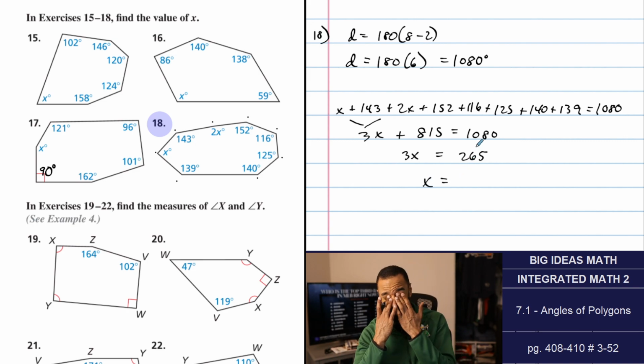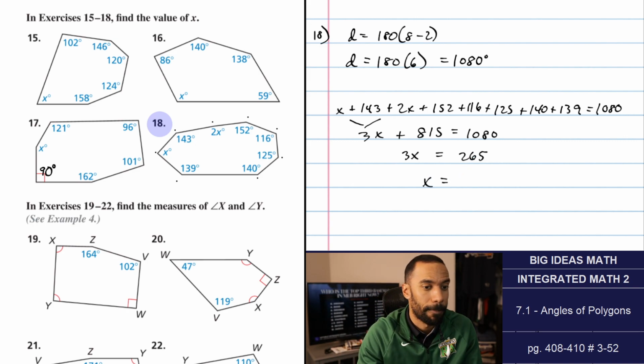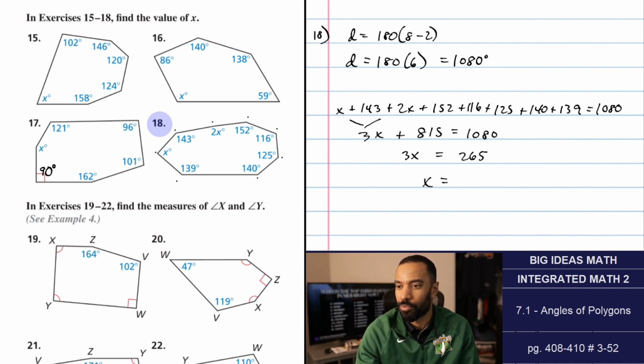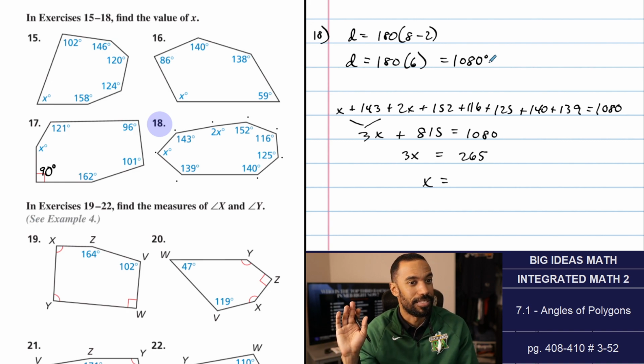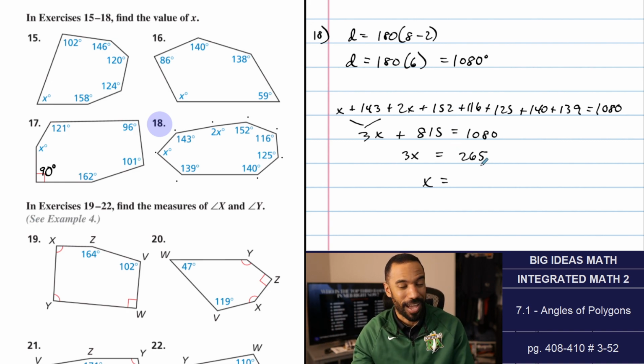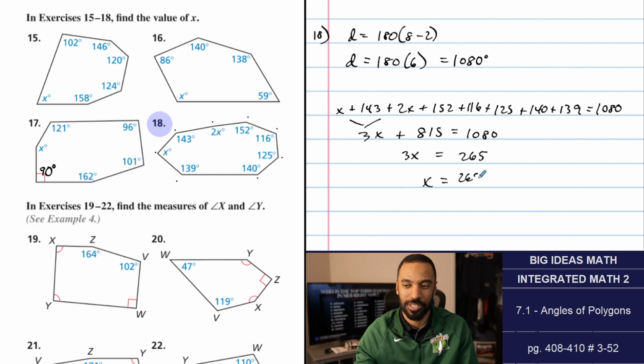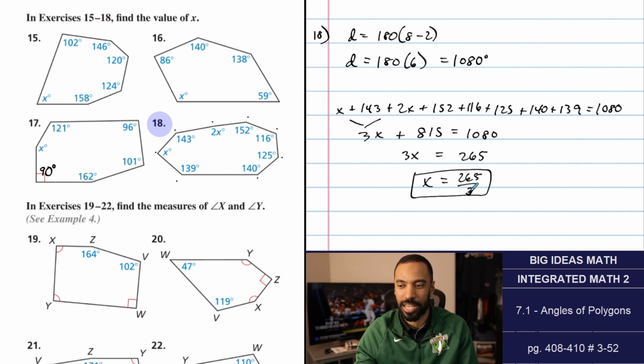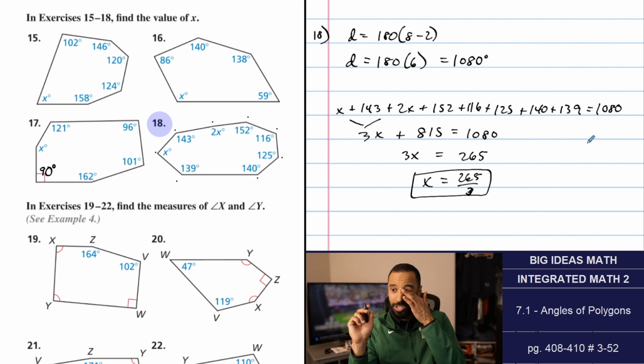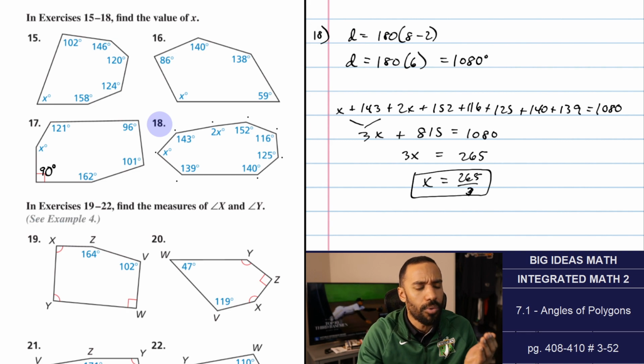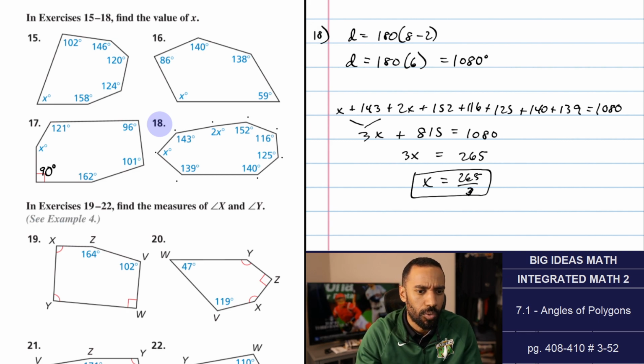I don't even know if it's a whole number. Nope. 88.3 repeating. Did I do everything right? I hope so. So I'm going to write it as 265 over 3. If it's not exact, I ain't going to round. I'm going to leave it as an exact. I need to add to 1080, right? So that's good. Was it a 6-sided? Oh, 8-sided shape. 1, 2, 3, 4, 5, 6, 7, 8.